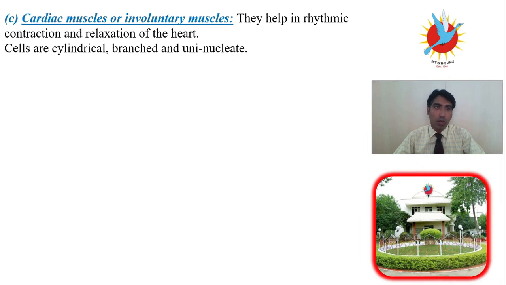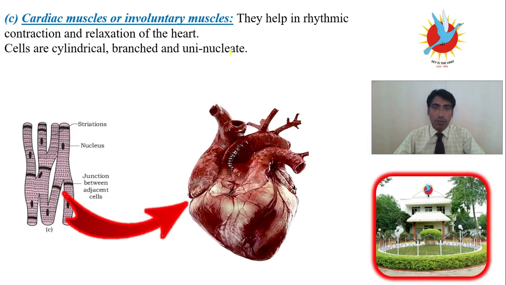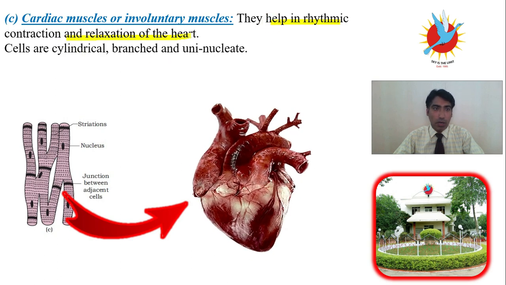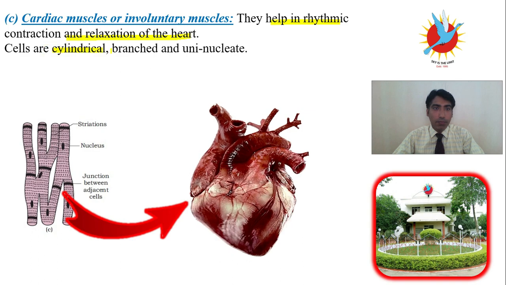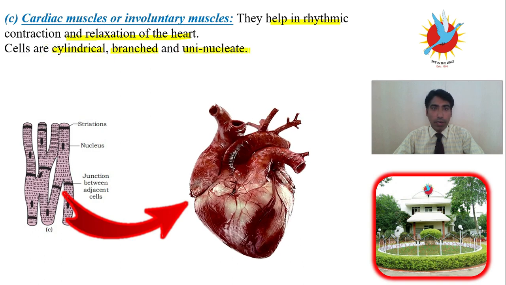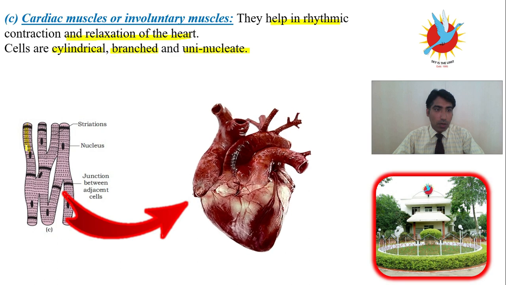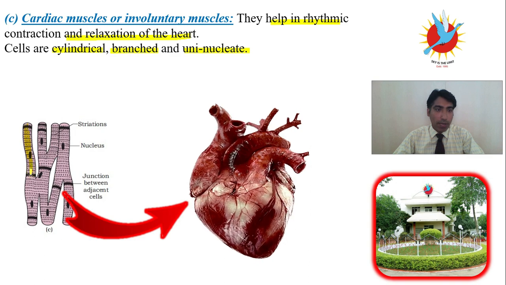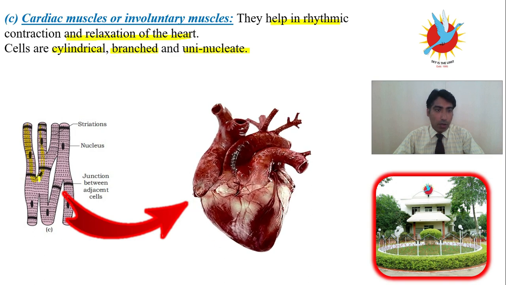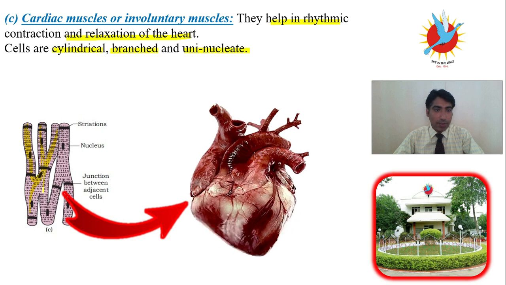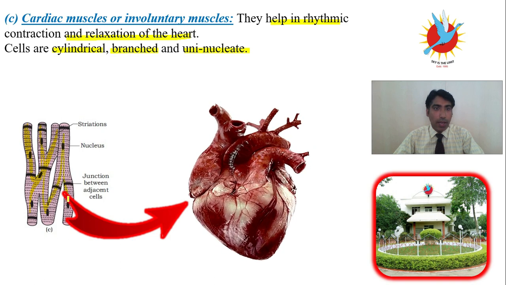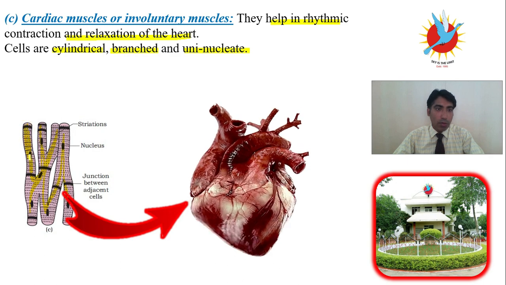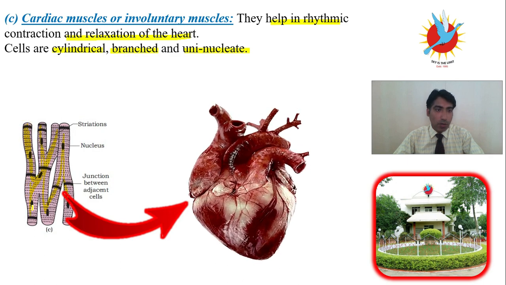Next category, cardiac muscle, which is also involuntary. They help in the rhythmic contraction and relaxation of the heart. They are cylindrical, branched and uninucleated. These are the cylindrical cells present in the cardiac muscle. They are branched, as you can see different branches arise from this structure, and they are uninucleated. This is one cell, and only one nucleus is present here. This is the nucleus of another cell.